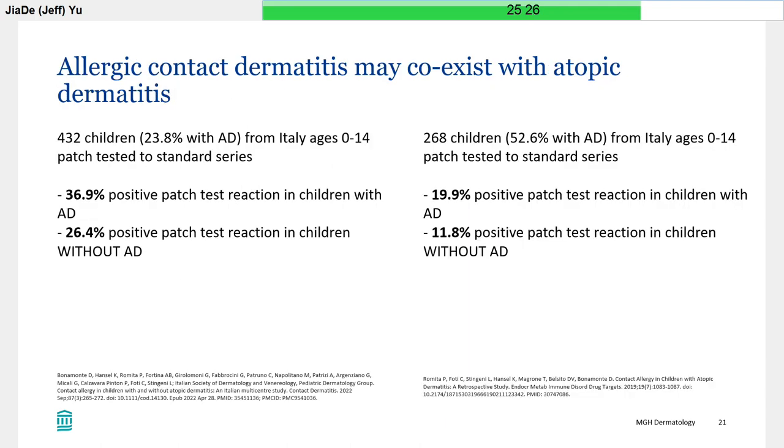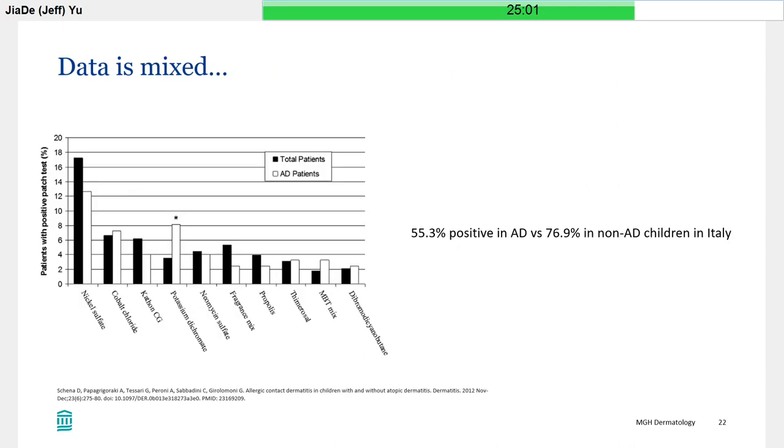We know that allergic contact dermatitis may coexist with atopic dermatitis. In studies done in Italy from two different centers, they found that children who had atopic dermatitis had a 36.9% positive patch test reaction versus 26.4% without AD. In another study, they saw 19.9% with AD and 11.8% without AD, just going to show that you can certainly develop allergic contact dermatitis regardless if you have atopic dermatitis or not. However, the data is mixed.